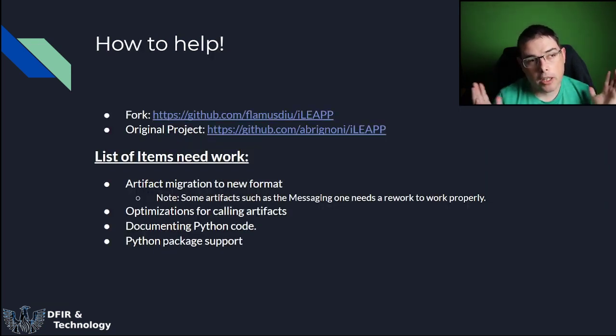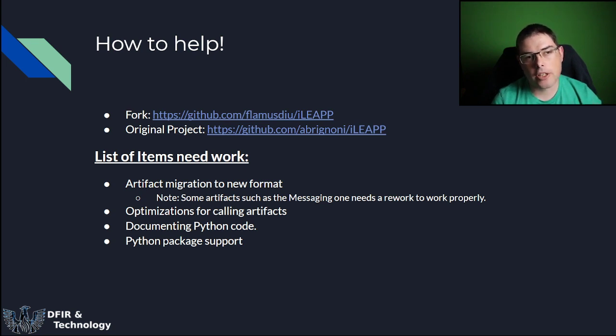How you can help. First, you can go to the fork. It's at iLEAPP. Pay attention to the different branches I have. The second thing is that you can go to Alexis' original project as well and take a look there. Things that need to be worked on. Artifact migration to the new format. There are a lot of artifacts, and because there are a lot of artifacts, it's going to take a lot of time to transition them over.